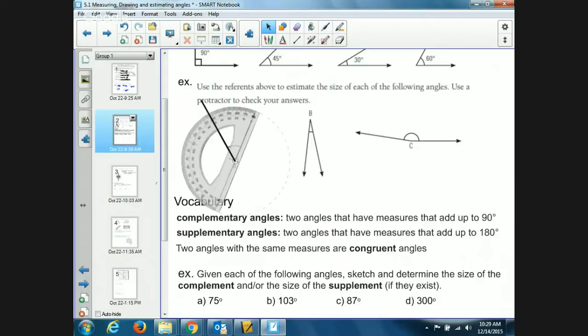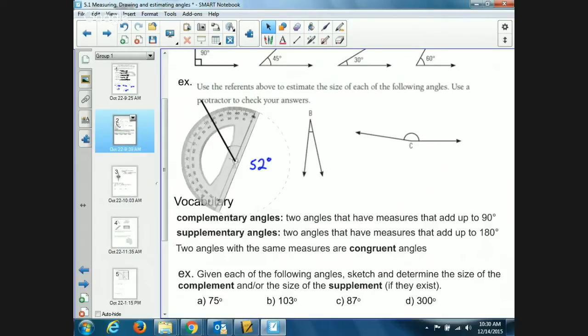Now my protractor isn't easy to see, it's fuzzy on the video. But trust me when I say I measured it on the paper, it's 52 degrees. Try that with B and C. You'll pause the video and try.